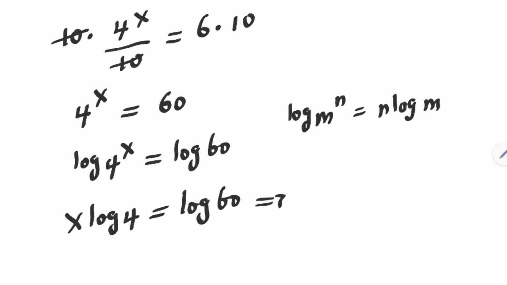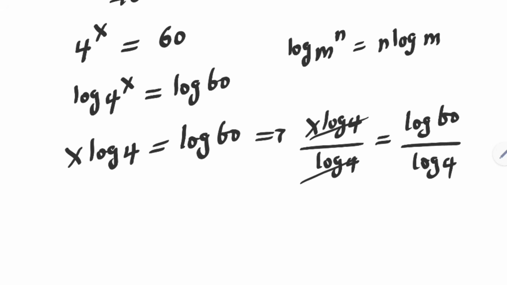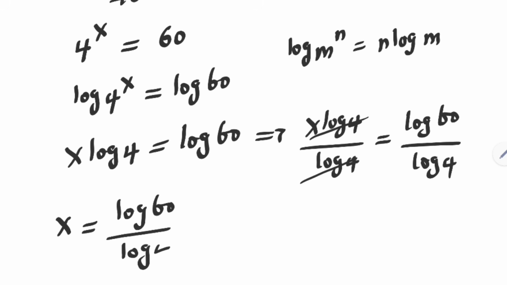This can be written as, if you divide the whole of this equation by log 4, we have x log 4 divided by log 4 is equal to log 60 divided by log 4. This log 4 cancels this log 4. x is equal to log 60 divided by log 4.